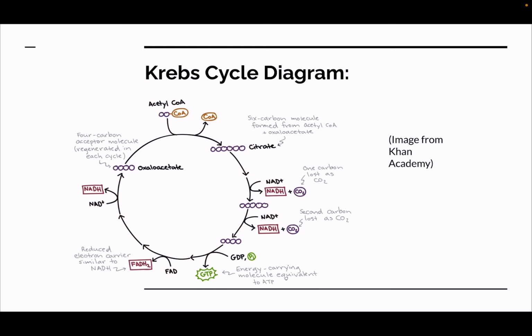ATP is produced, and then FADH2 also takes the leftover H+ ions, and we're left with a 4C molecule, which starts the process all over again. But essentially, our products are the different carrier proteins and the 2 ATP.